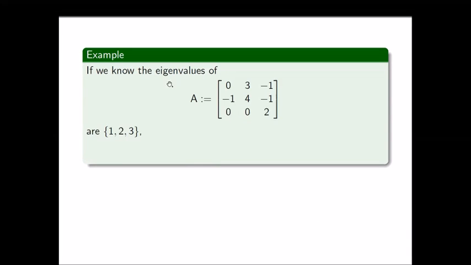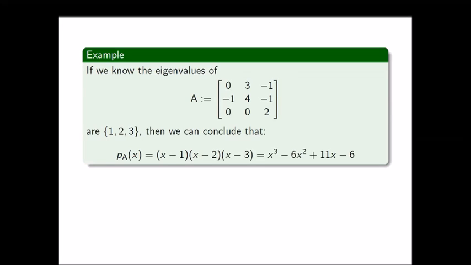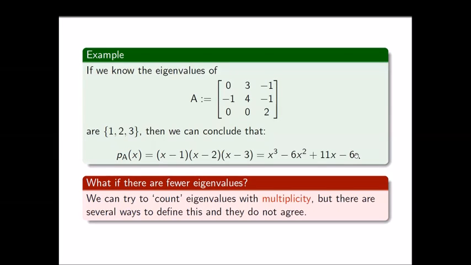So if say we have this matrix A, and we're already given that the eigenvalues of this matrix are 1, 2, and 3, in that case, we can conclude that its characteristic polynomial has to be x minus 1 times x minus 2 times x minus 3. And upon multiplication, that gives us the cubic polynomial x cubed minus 6x squared plus 11x minus 6. And what happens if there are fewer eigenvalues? These things still hold, and we try to count eigenvalues using multiplicity, but I am not going to mention that right away.